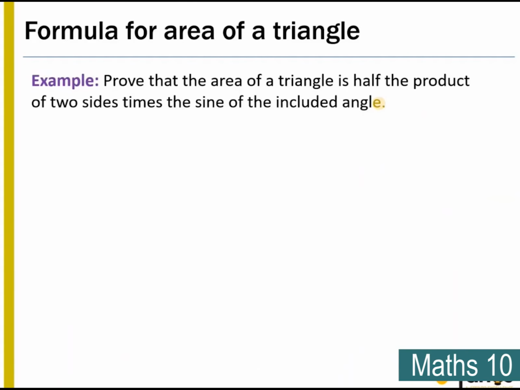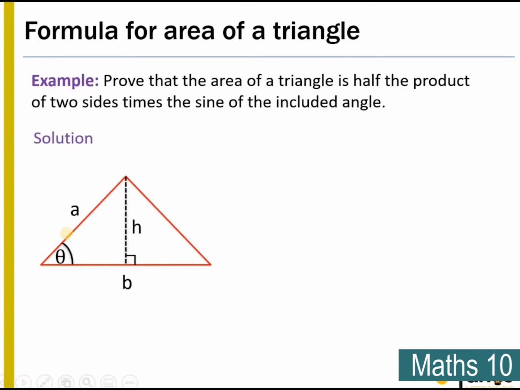Formula for the area of a triangle. In this example, we're going to prove that the area of a triangle is half the product of two sides times the sine of the included angle. To prove this, we'll start with a diagram. Here are two sides with length A and B, and here's the included angle theta. If we draw in the height of the triangle H, which meets the base at 90 degrees, then we know that the area of a triangle is half times base times height, so half BH.